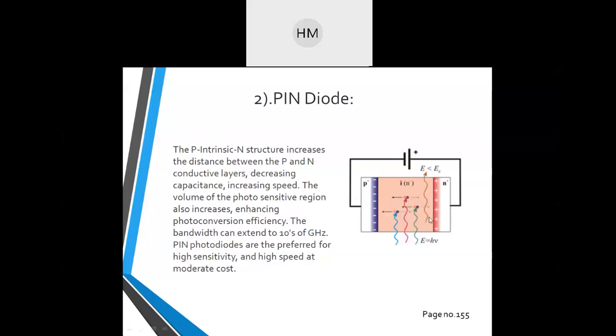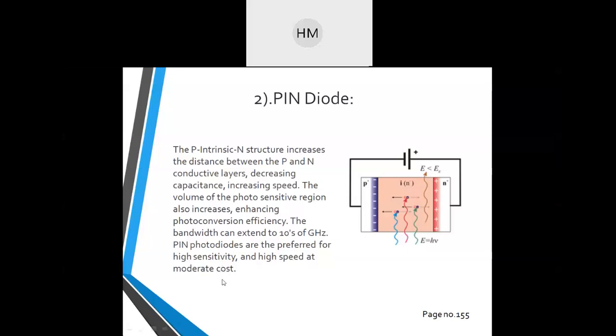So here efficiency is increased as the photo generation will take place, the current will be increasing. Photo generation effect is very fast. The bandwidth can extend to tens of gigahertz. PIN photodiodes are preferred for high sensitivity and high speed at moderate cost.